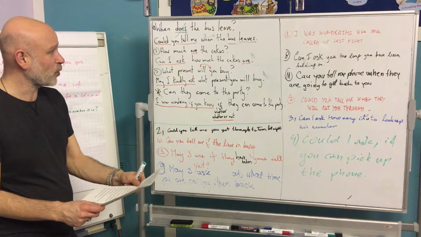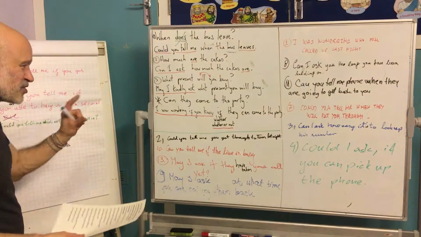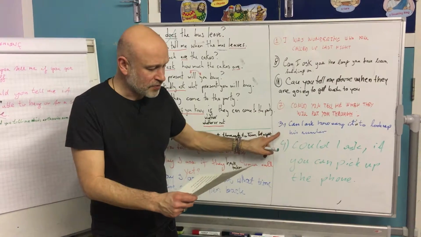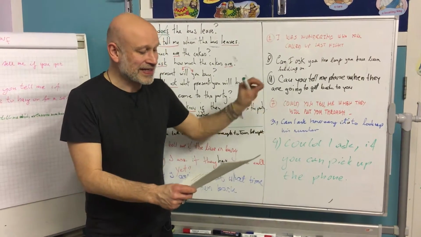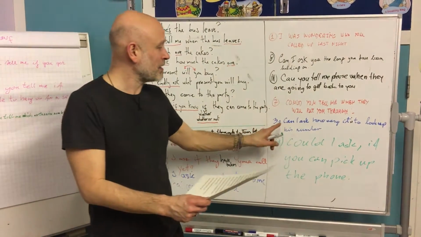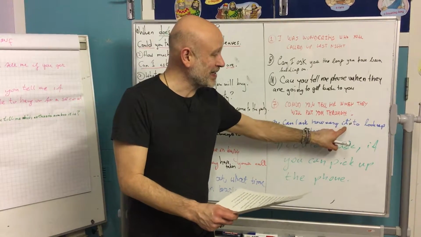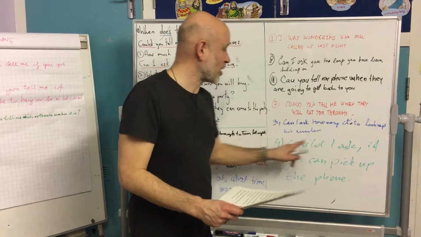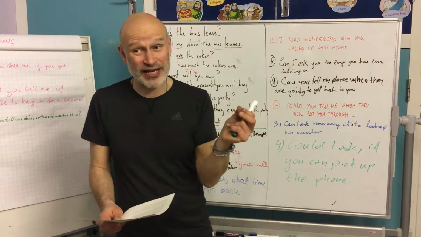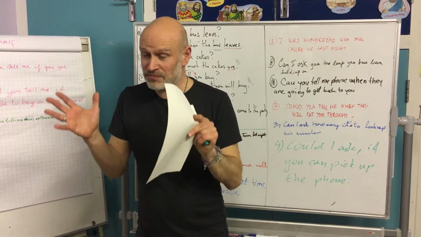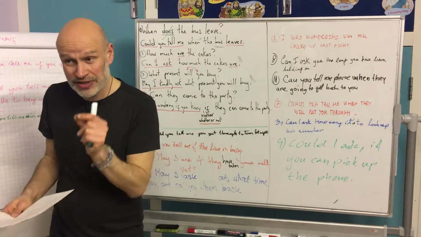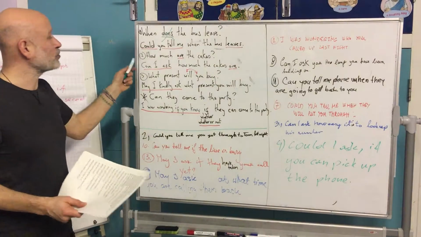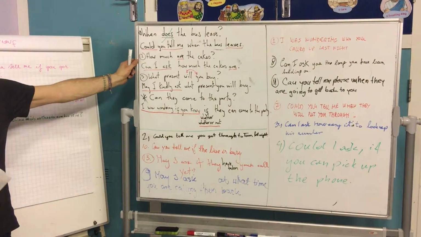Let's do another one. Number 3, just so you can see it. How easy is it to look up his number? Can I ask you how easy it is to look up his number? So this is a change. When the direct question becomes complex using the verb to be, rule number 2 no longer works.